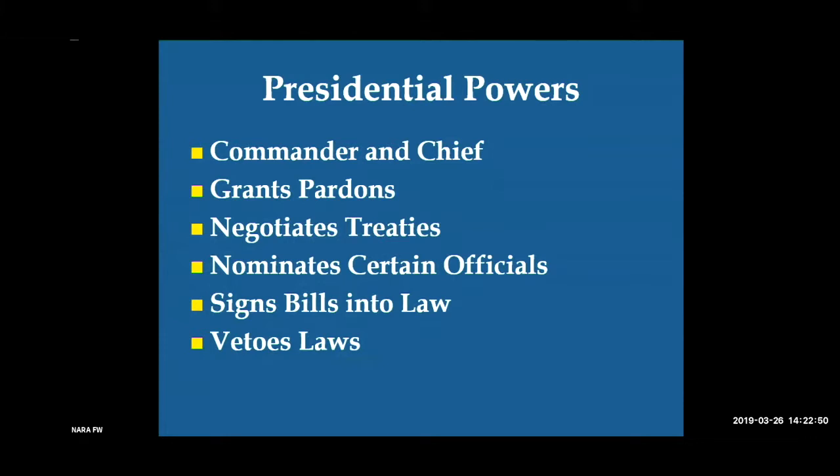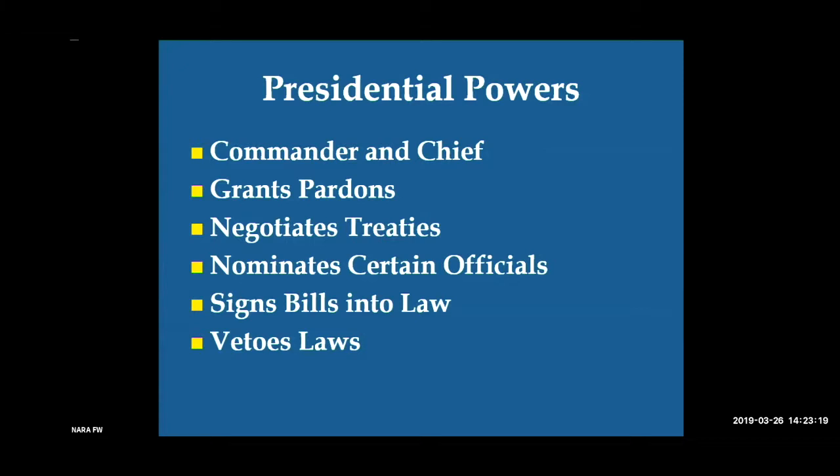The power to nominate certain officials is also a power of the presidency defined in Article 2, Section 2, which allows the president to nominate certain officials in certain positions, such as Supreme Court justices or ambassadors. And again, this is one that is checked by the legislative branch, specifically the Senate, and the Senate has to approve these people in order for them to take those positions.